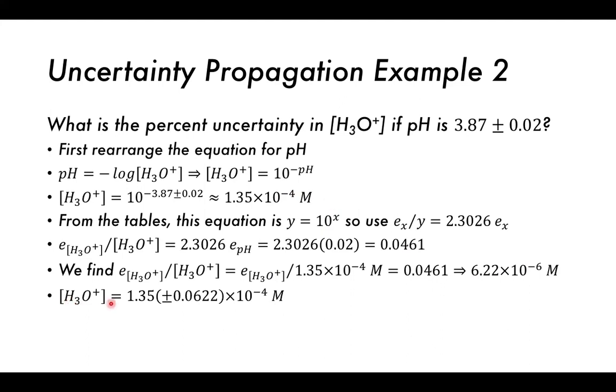So the concentration of H3O+ will be equal to 1.35 plus or minus 0.0622 times 10 to the minus 4 moles per liter. That means that a pH uncertainty of 0.02 gives an error of 5% in our H3O+ concentration.